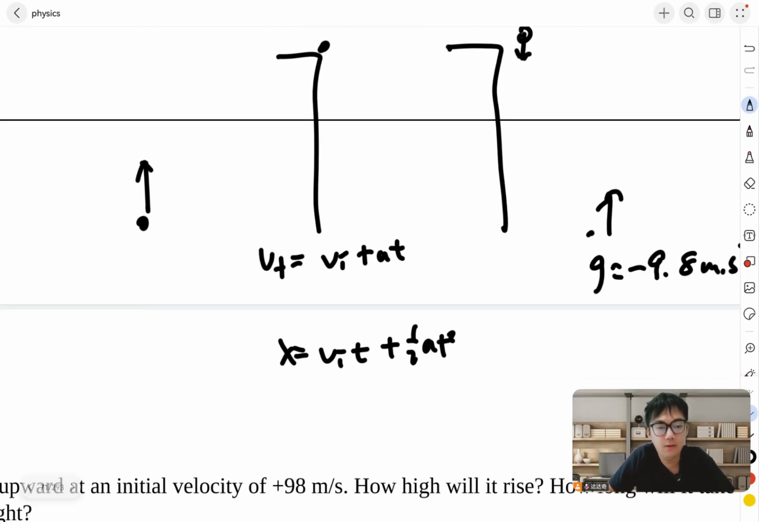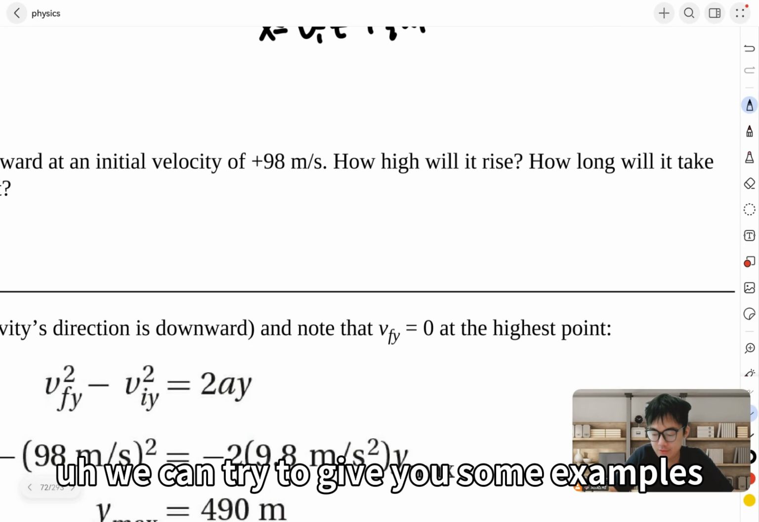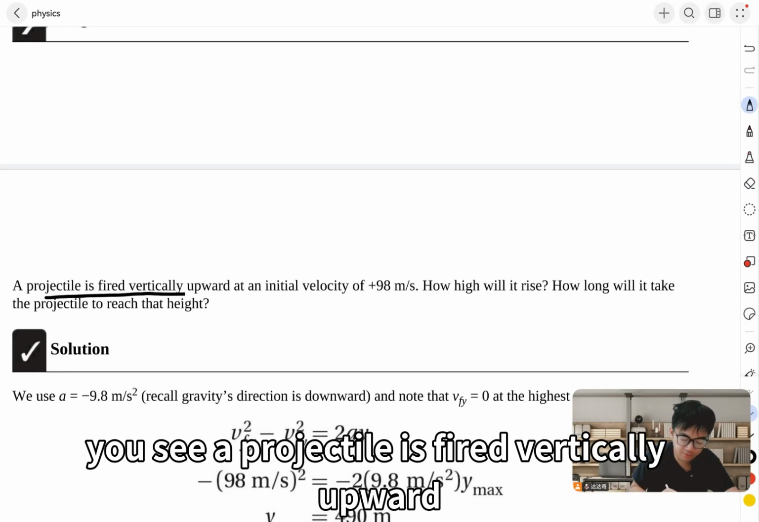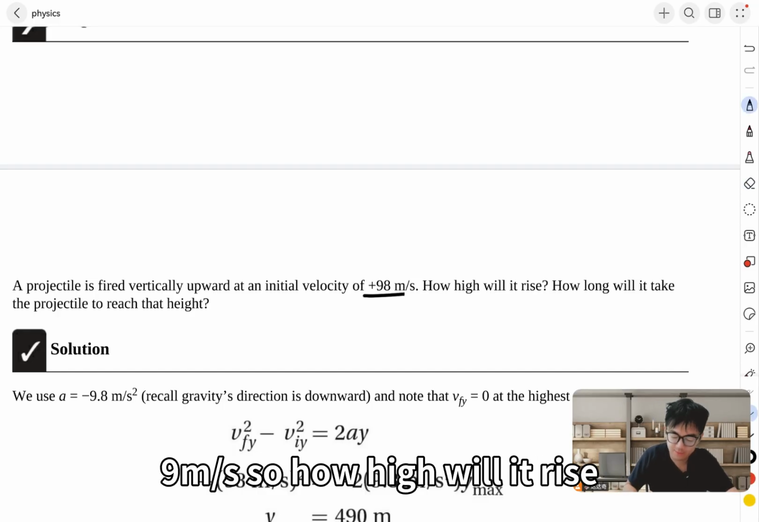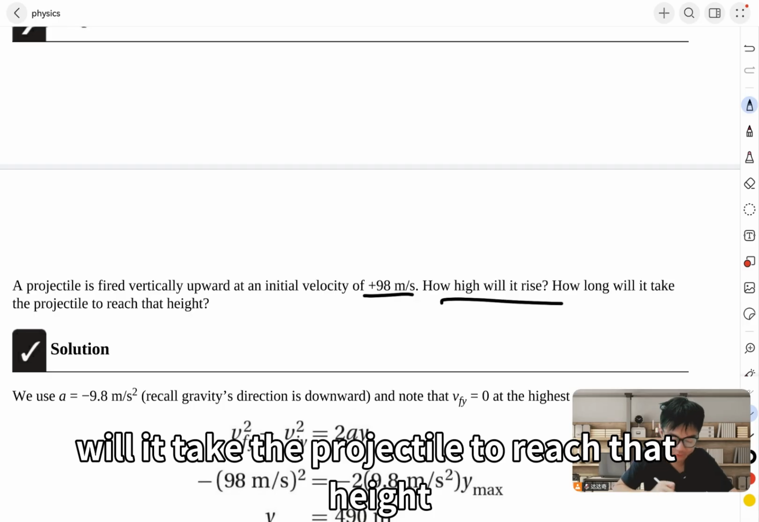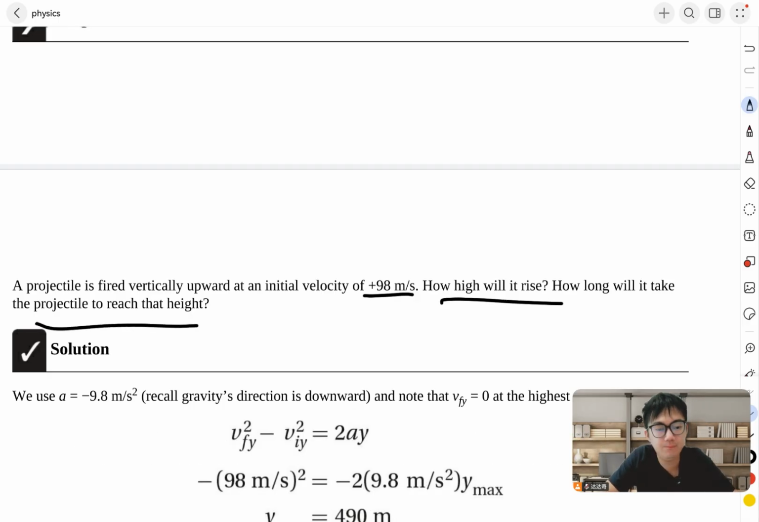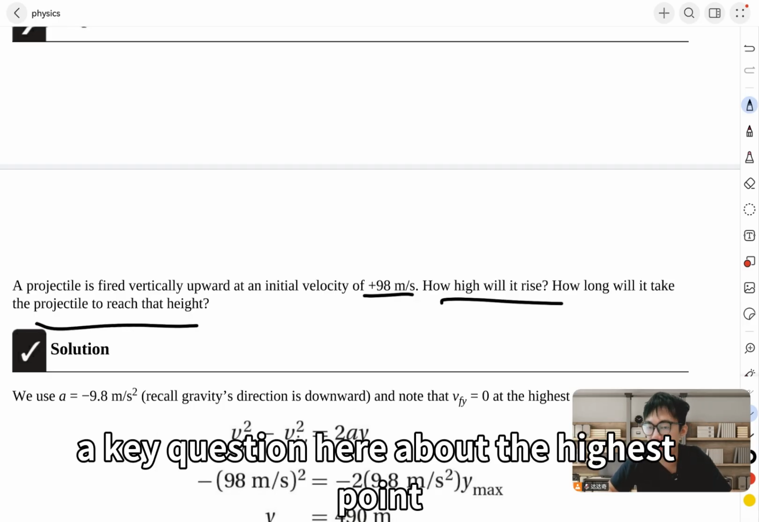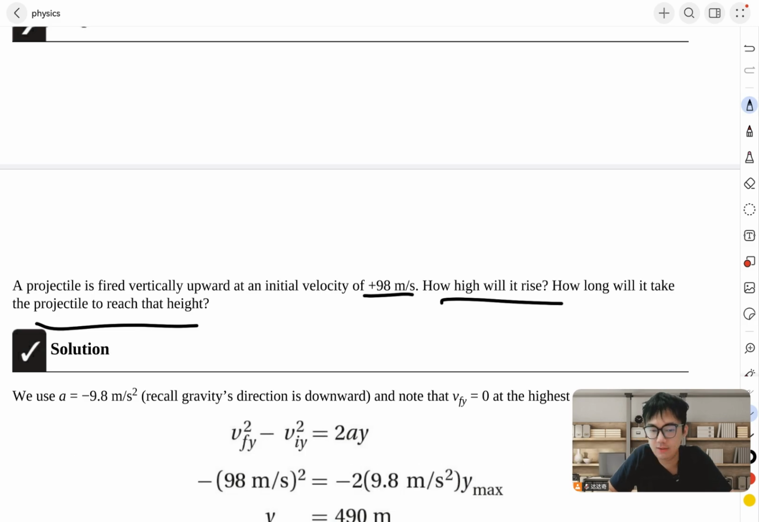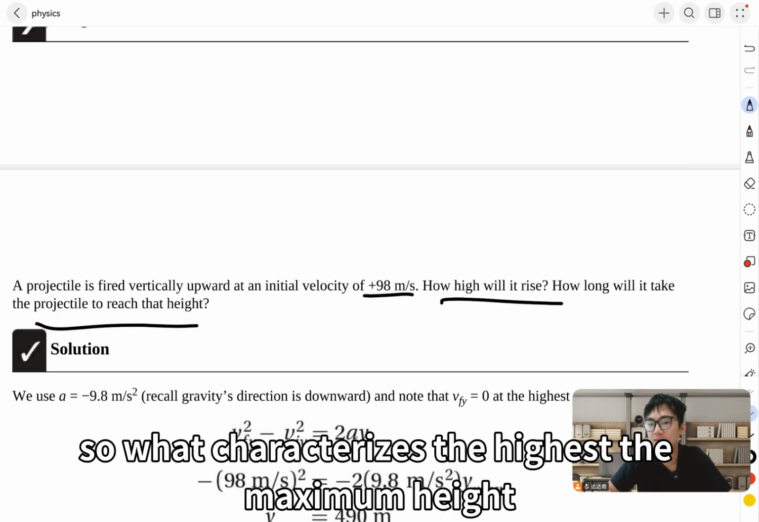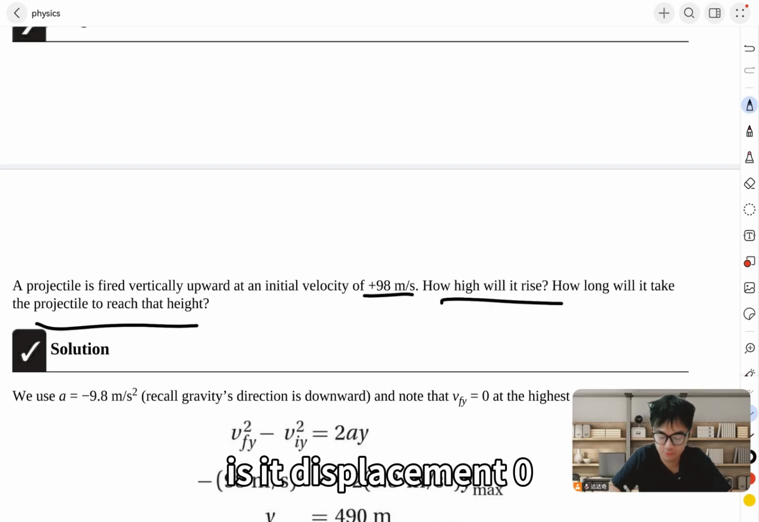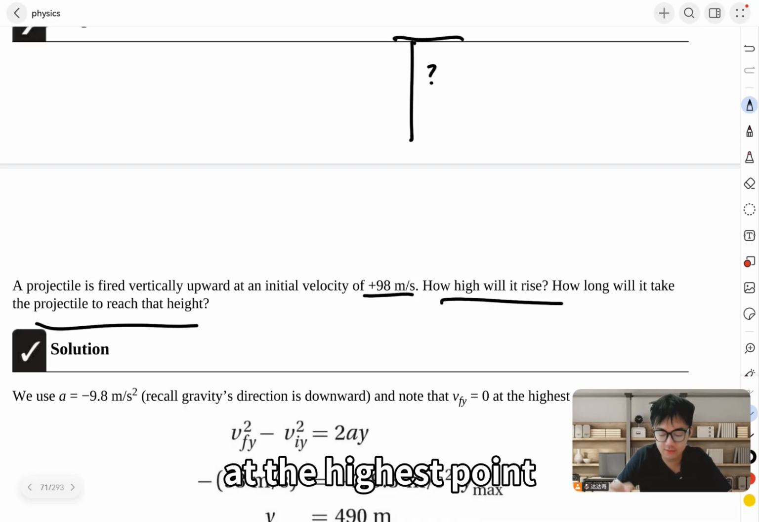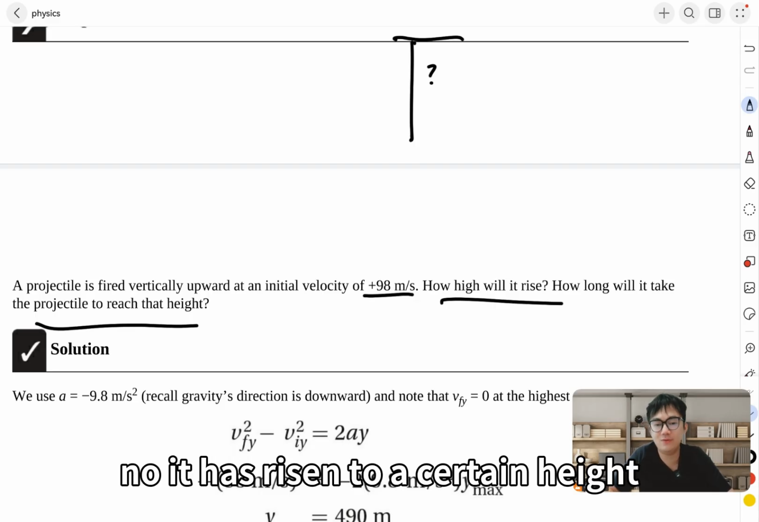So we can try to give you some examples. A projectile is fired vertically upward at an initial velocity of 98 meters per second. How high will it rise? How long will it take the projectile to reach that height? Think about a key question here about the highest point. What characterizes the maximum height? Is the displacement zero at the highest point? No, it has risen to a certain height.